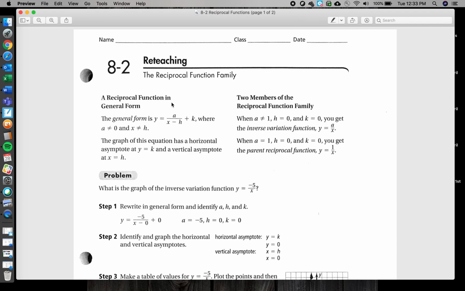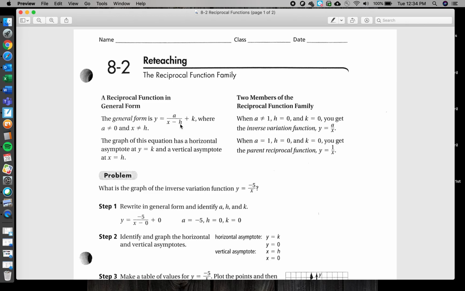But if you take a look, they call it the reciprocal function because it's the reciprocal of x. It's 1 over x. So if you notice, here's your general form equation. If you remember back to a, h, and k, the reason it says a cannot equal 0 is because if a equals 0, remember 0 divided by anything gives you 0. So then this whole thing would equal 0 and you don't have your rational function anymore. And x cannot equal h. The reason for that is you would end up with 0 in the denominator if those two are equal. And remember, you can't divide by 0.